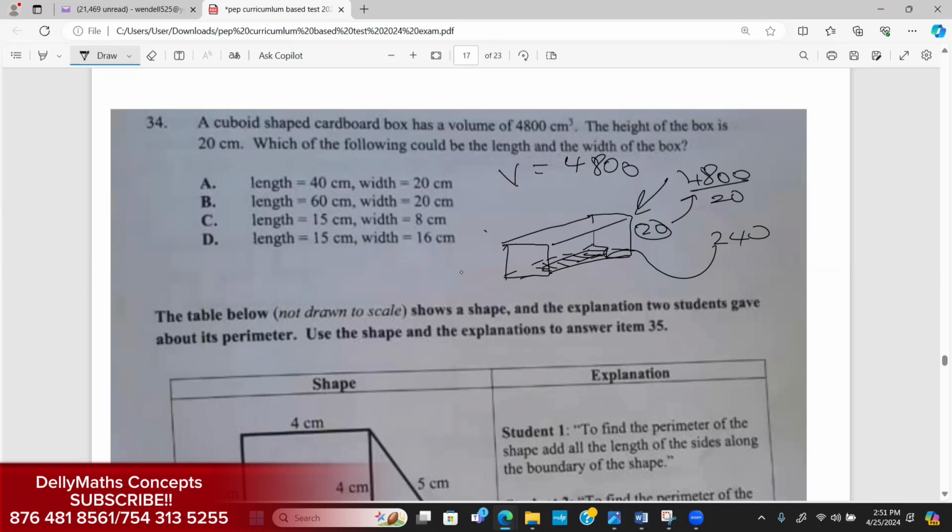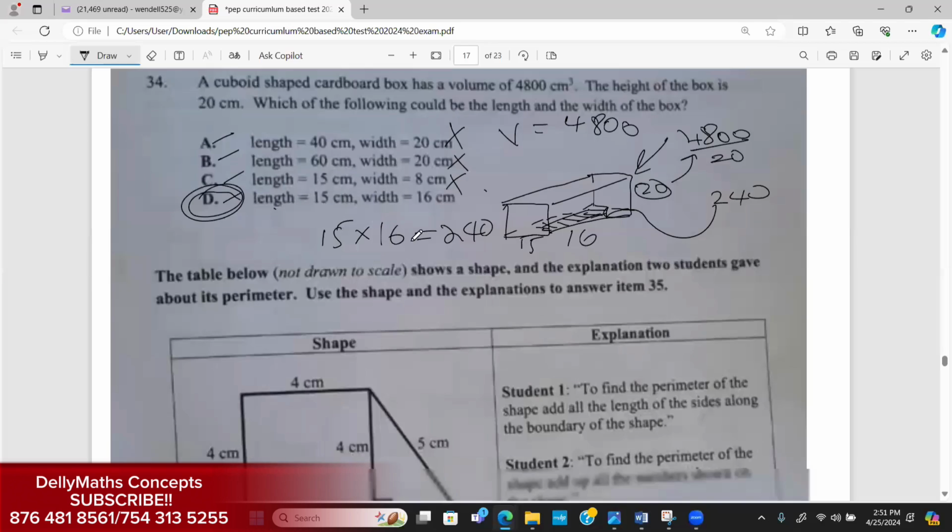Now, what you want to do is see which one of these would multiply to give 240. This is about 800, that can't work. This is about 1,200, that can't work. This is about 120. 15 times 8, that's 120, can't work. So it's 15 times 16. The answer is D. 15 by 16 gives 240, which is the bottom. So this part is 15, this part is 16, that is 20, and that is how you would have gotten it. You have to think in reverse at times.